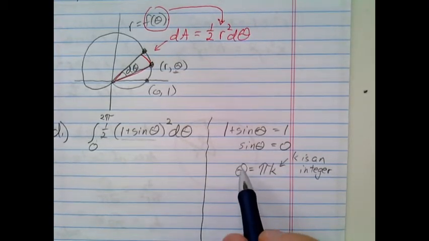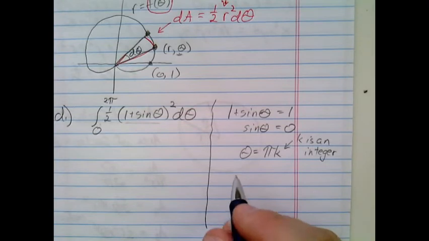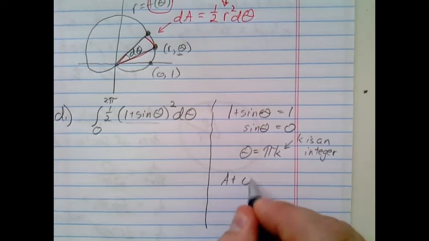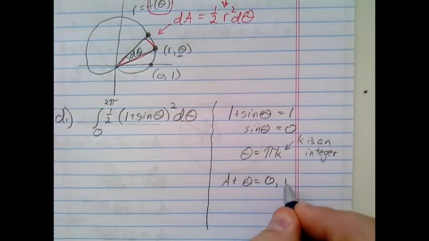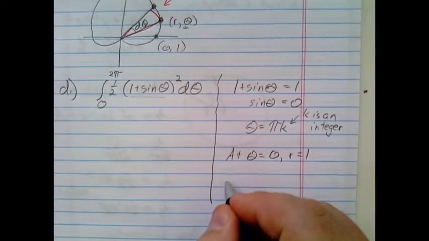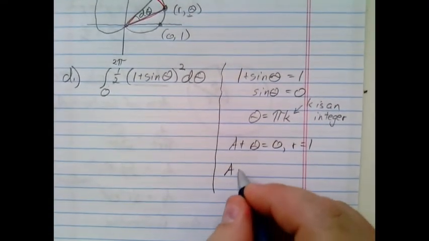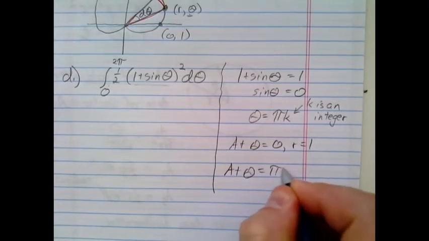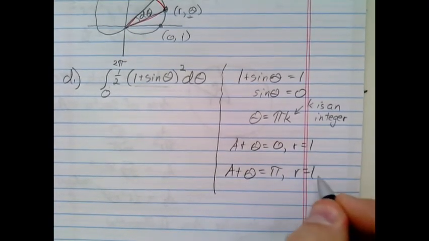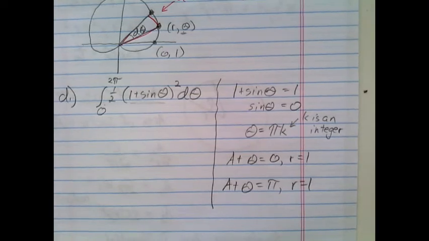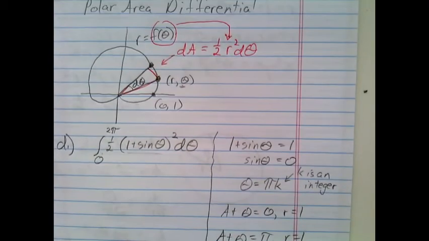So that means the next place after 0 where r would equal 1 would be at pi. So at theta equals 0, r equals 1. Okay, but then at theta equals pi, r equals 1. Okay, well, but let me see here.